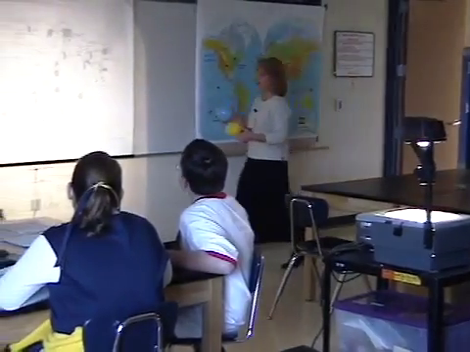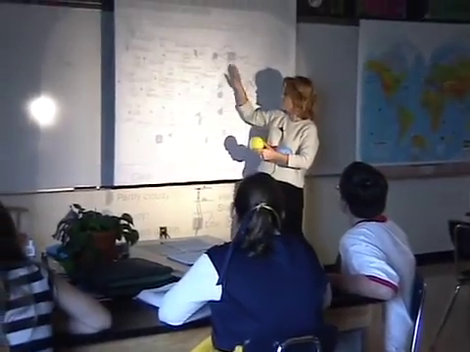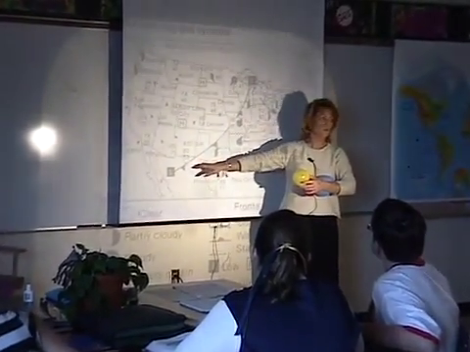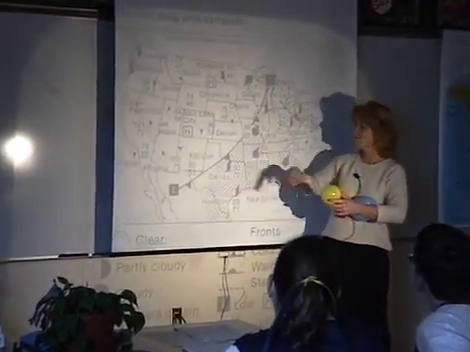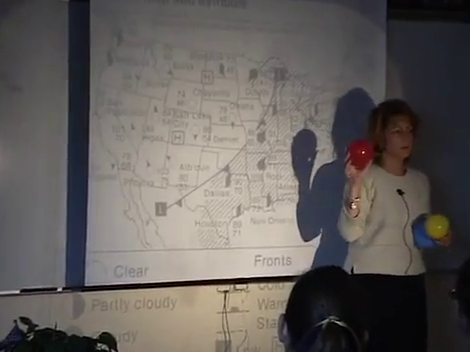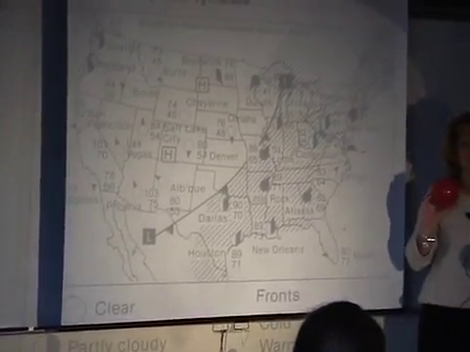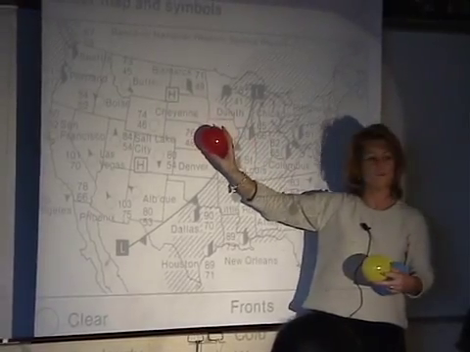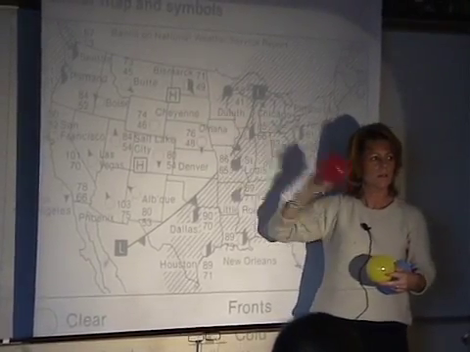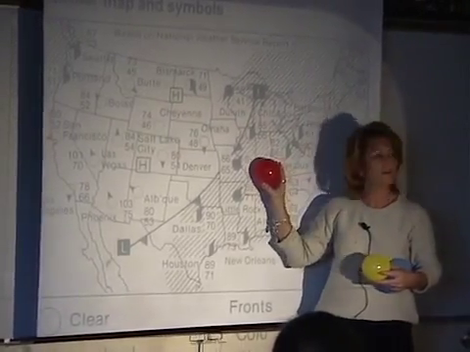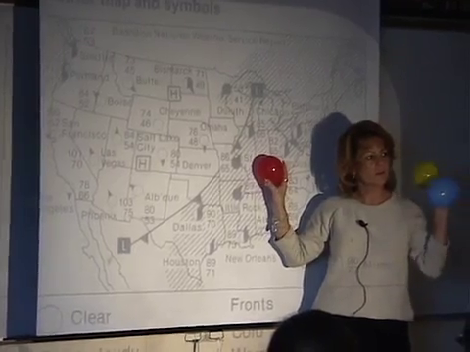Okay, so where would the red balloon go? If this is the, what kind of front? Cold. Then where's the warm air going to be? Away from it. Behind it? This is the front of a warm air mass? It's going to be in front of it. It's going to be in front of it? Okay, where's the cold air going to be?